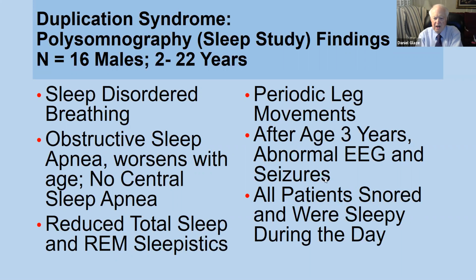We found that after 3 years of age, all of them had abnormal EEGs, and several of them had seizures in addition to the EEG abnormalities. All the patients that we studied did snore, which would be a sign that they might be experiencing sleep disordered breathing. And many of them were sleepy during the day. Those are the types of problems that we identified by doing sleep studies in these males with duplication syndrome.